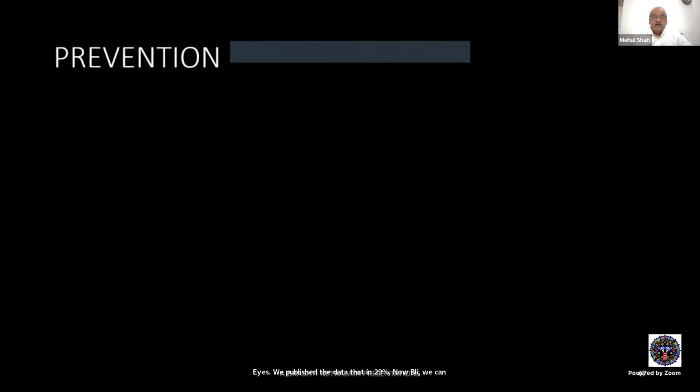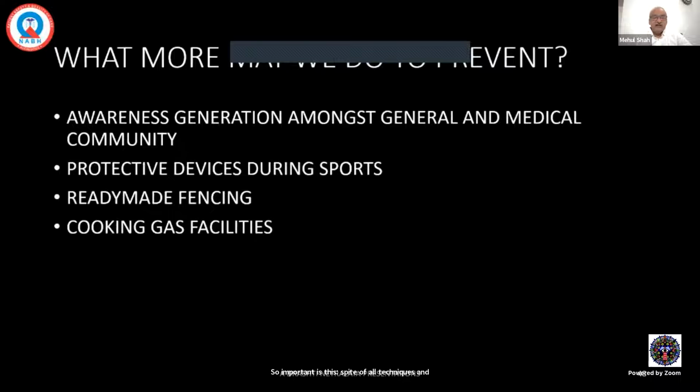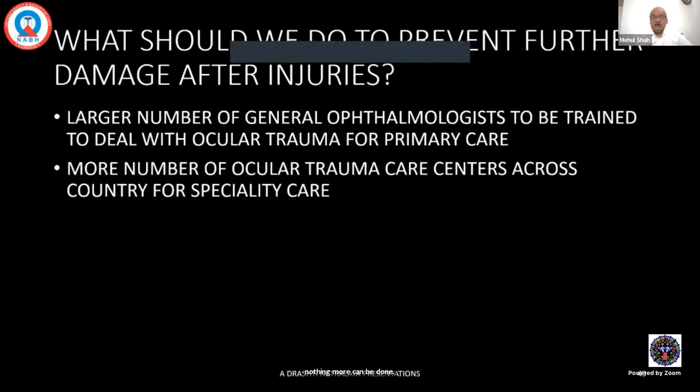So important is, despite all techniques and technologies, we need to prevent the injuries, because 100% it is a preventable injury. How can we prevent? Very important is awareness amongst the community, but it is also very important to have awareness amongst the general and medical community. When we receive a severely traumatized patient, many ophthalmologists must have told those patients that nothing more can be done. But then we see that there is a regaining of vision.